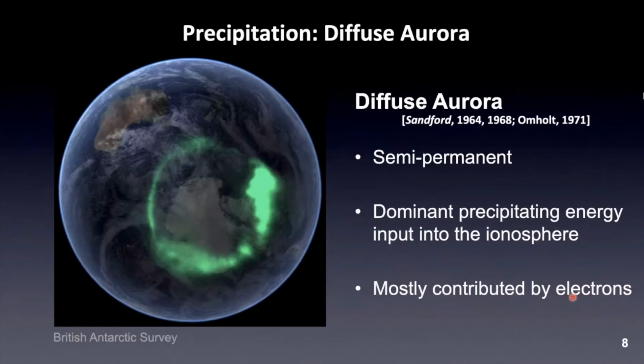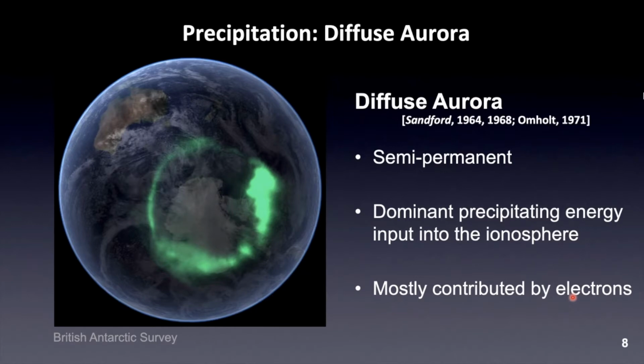The third topic we want to briefly introduce is the diffuse aurora, which is basically a type of particle precipitation from the magnetosphere to the upper atmosphere, or more precisely, the ionosphere. This is a result of particles being scattered by the waves in the magnetosphere. Among all types of auroras, the diffuse aurora, although pretty weak in intensity, provides the dominant energy input into the ionosphere. That's why we care about it.